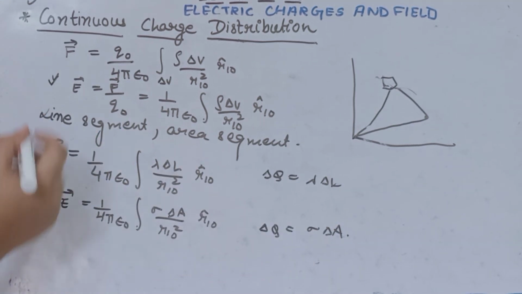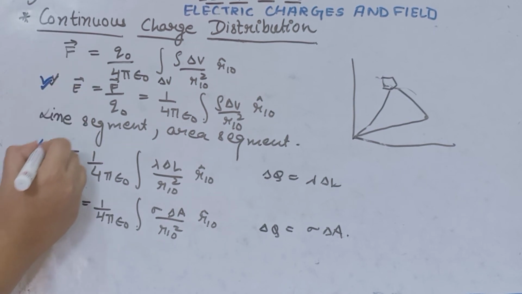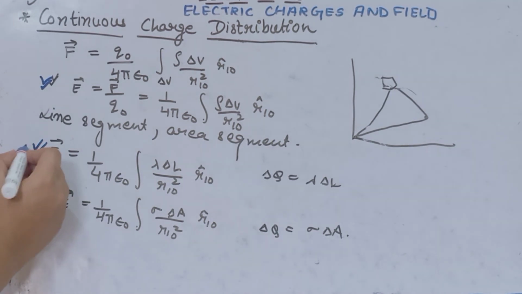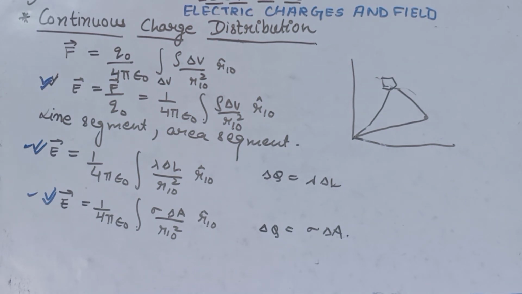So these are the expressions for the electric field due to continuous volume charge distribution, linear charge distribution and surface charge distribution. Okay. So our next topic is the electric field lines.